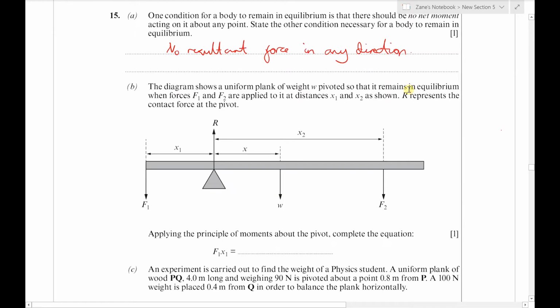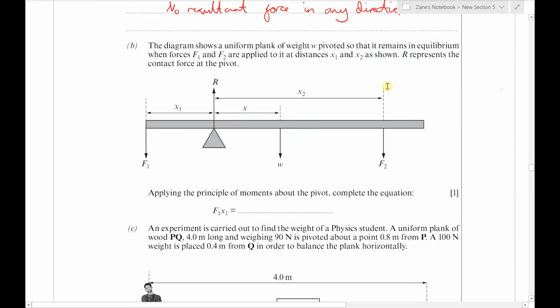The second part of the question, we've got a diagram showing a uniform plank of weight W pivoted so that it remains in equilibrium when two forces F1 and F2 are applied to it at distances x1 and x2 as shown, and R represents the contact force at the pivot there. The fact that it's a uniform plank tells us that the plank has got a uniform cross-sectional area, and therefore the weight labelled as W on the diagram is actually acting through the centre of the plank.